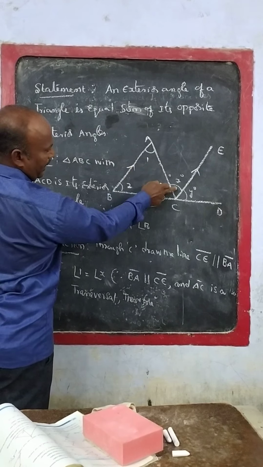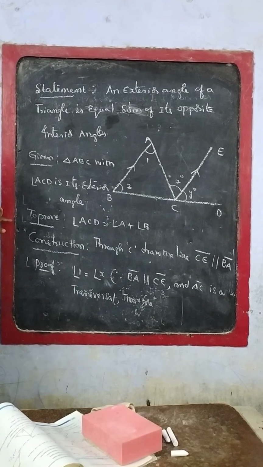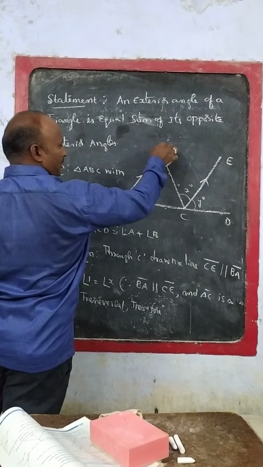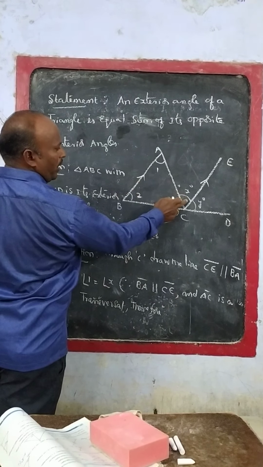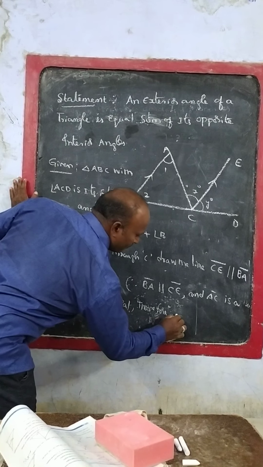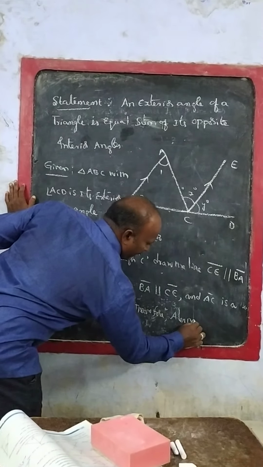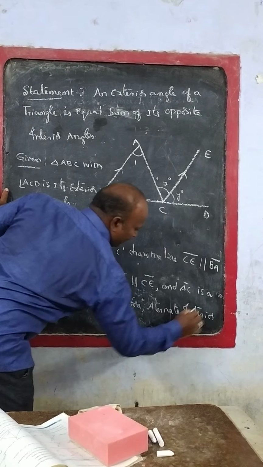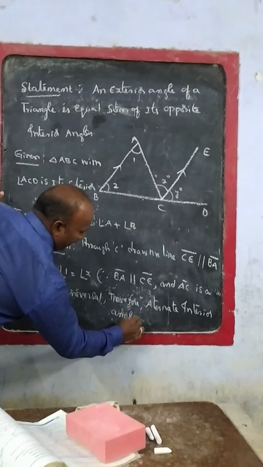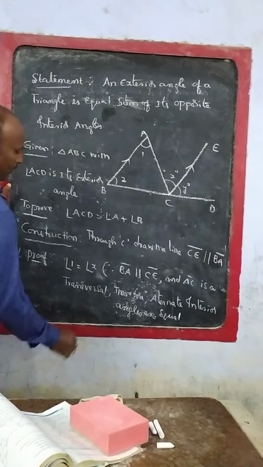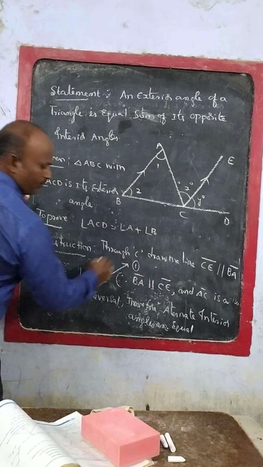Therefore, angle 1 and x degrees are alternate interior angles. These two lines are parallel, this is a transversal, so these two angles are alternate interior angles. Alternate interior angles are equal. This is equation 1.